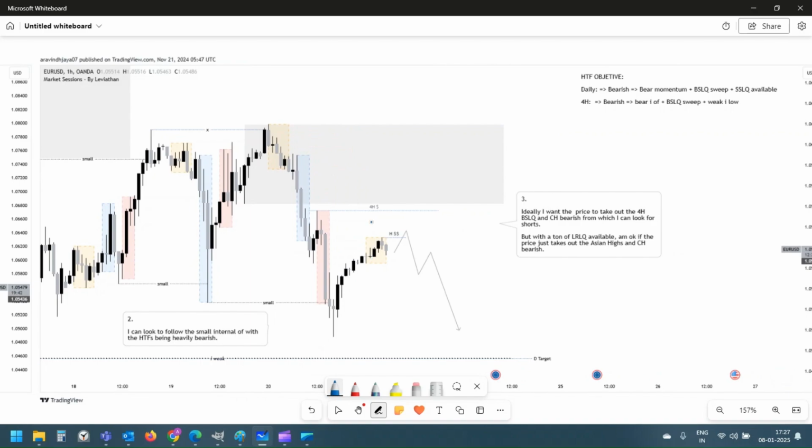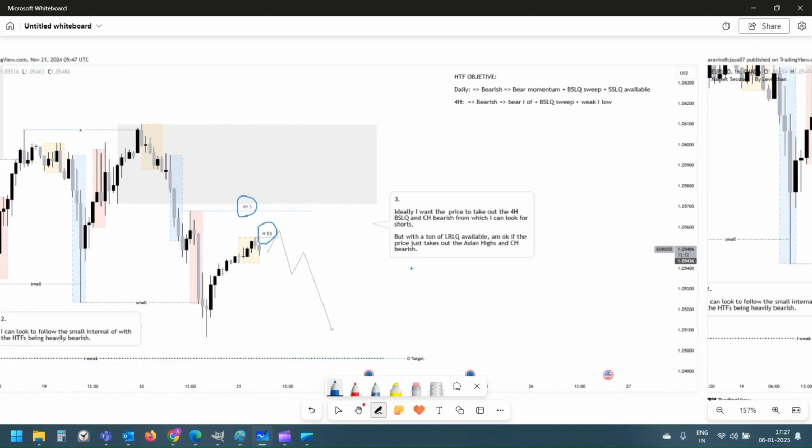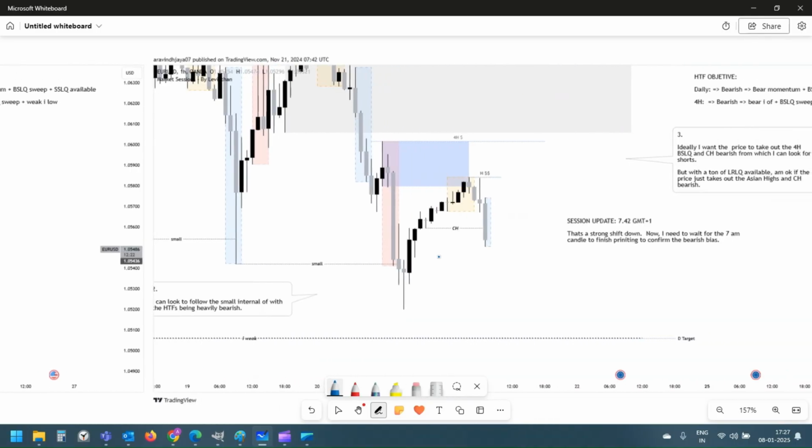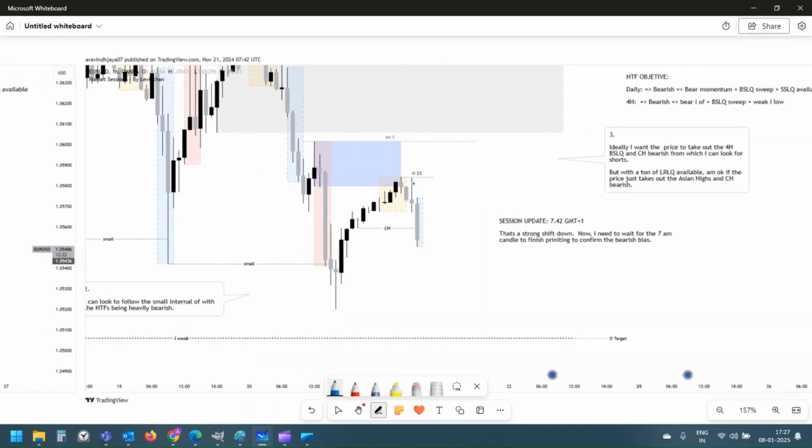This is the 4-hour buy side liquidity, which may or may not be targeted. But for me, even if the price takes out the Asian highs and then CHoCHs bearish, I would be happy to take shorts. The thing is, price did take some buy side liquidity, but it's not the Asian highs. It just took out this buy side liquidity. That's how the bearish momentum plays out.